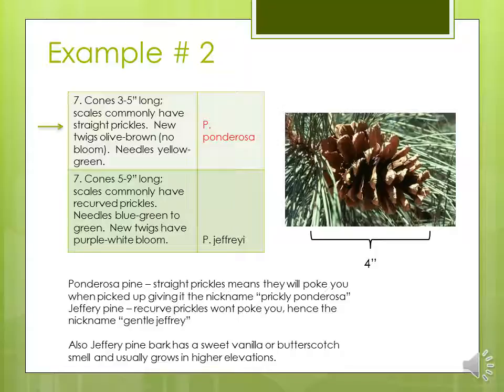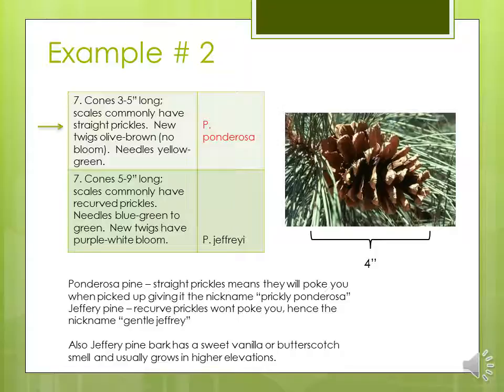And just a few tips if you're out in the field and you're trying to tell the difference between a ponderosa pine and a Jeffrey pine. The ponderosa pine, like I said, will usually feel prickly when you pick up the pine cone, and that gives it the nickname prickly ponderosa. And the Jeffrey pine cones, their prickles kind of curve in so that it has the nickname gentle Jeffrey.